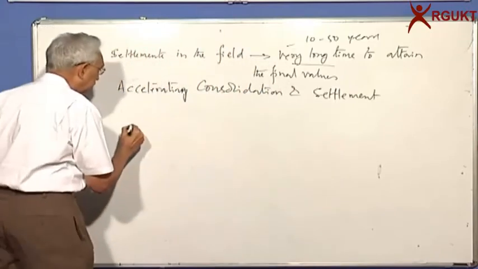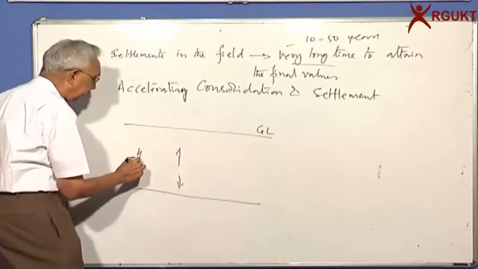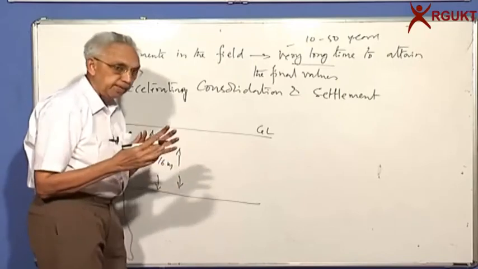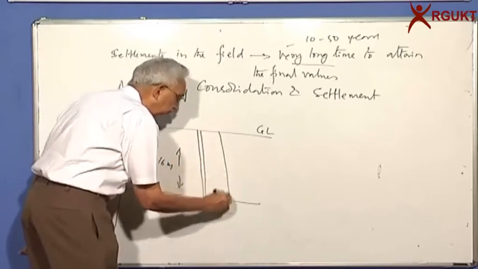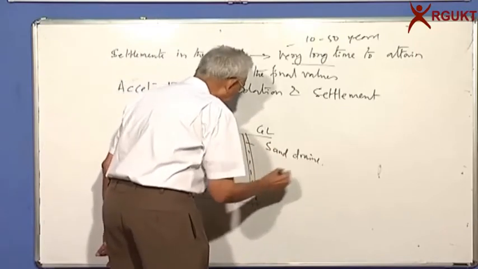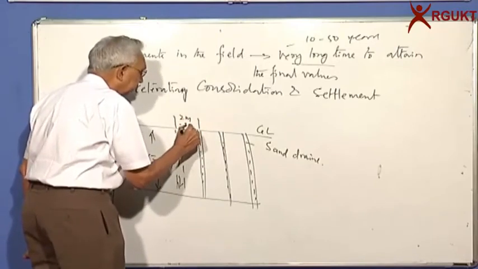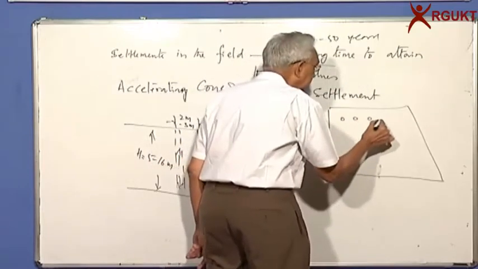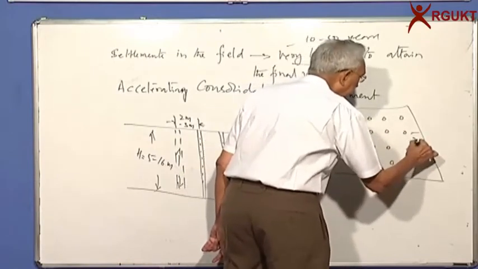What we do here is the ground. Normally the flow is vertical and the thickness is very large. H can be, as I said, 5 to let's say 16 meters. Is there a way in which I can reduce the drainage path? So what we do is, let us say we drive a hole and fill it with sand. They were originally called sand drains, and they were installed at a spacing of something like 2 meters to 3 meters. That means if I have a large ground, I can install these drains at a regular spacing of say 2.5 meters.